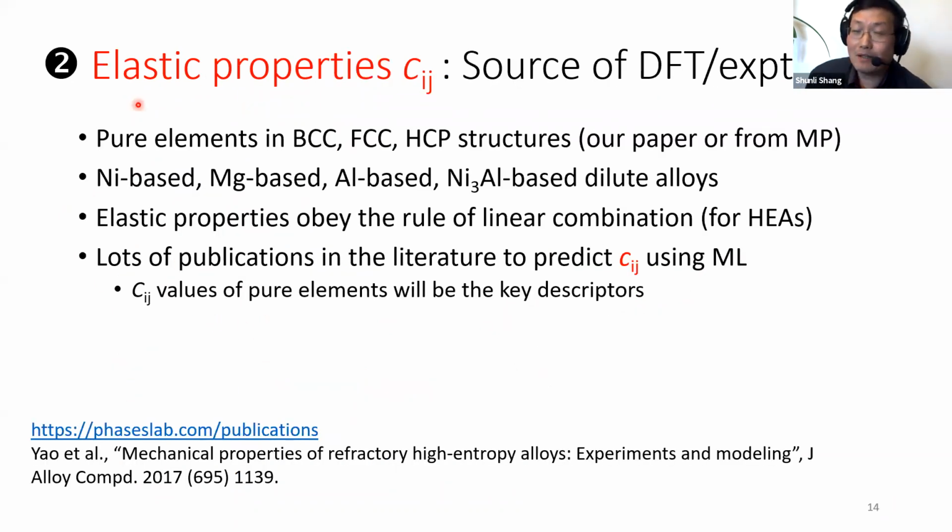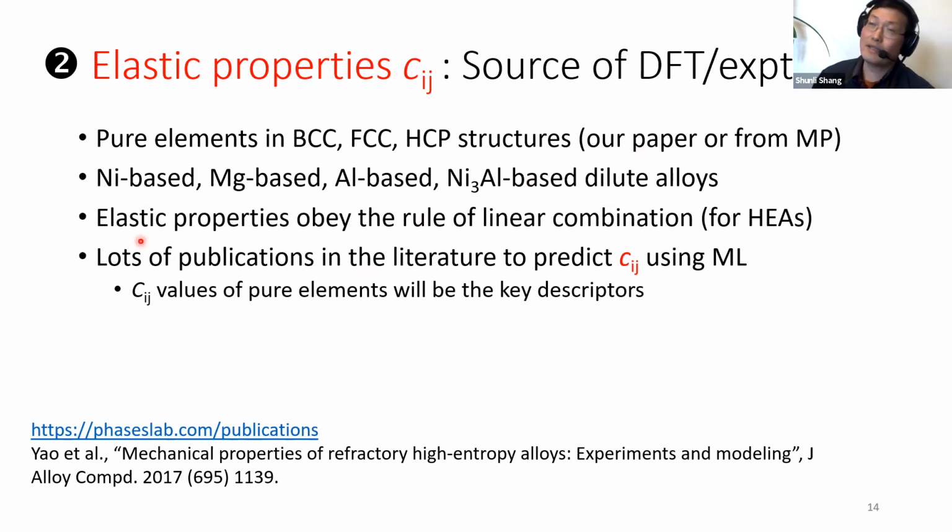Because the elastic properties are our major properties for the predictions, we checked what sources we can find in the literature from DFT and experimental results. For all the pure elements in BCC, FCC, and HCP structures, we have publications in our group. For dilute alloys, we have nickel-based, magnesium-based, and aluminum-based, and also Ni3Al-based predictions.